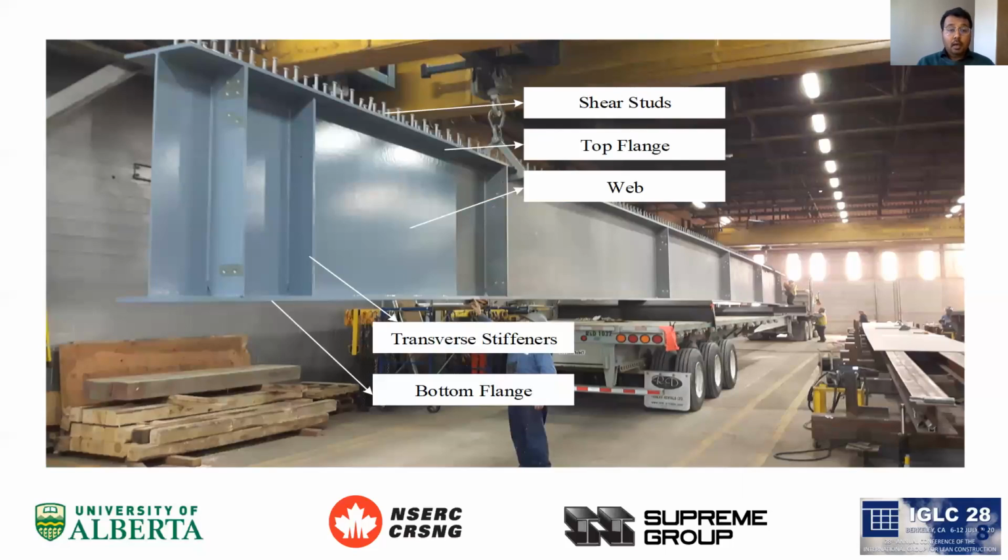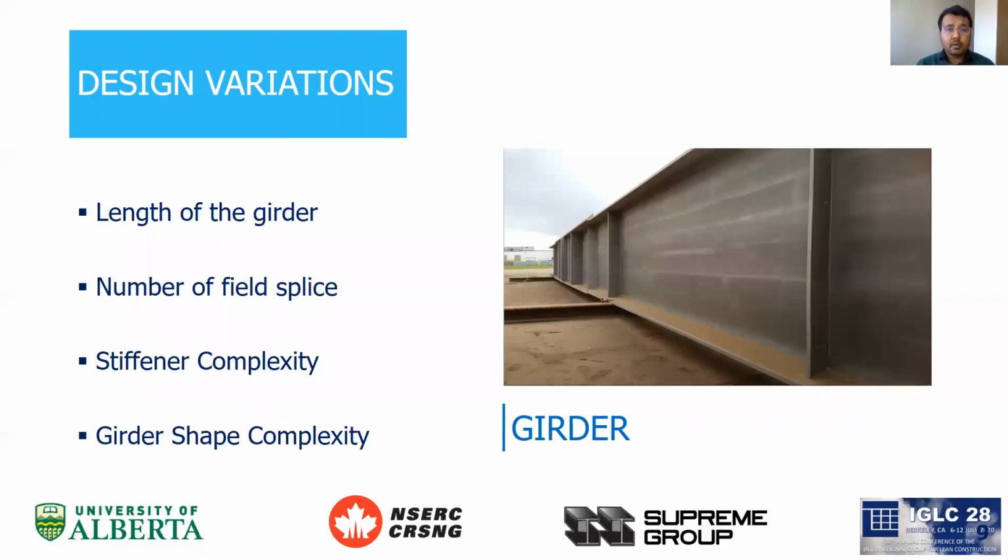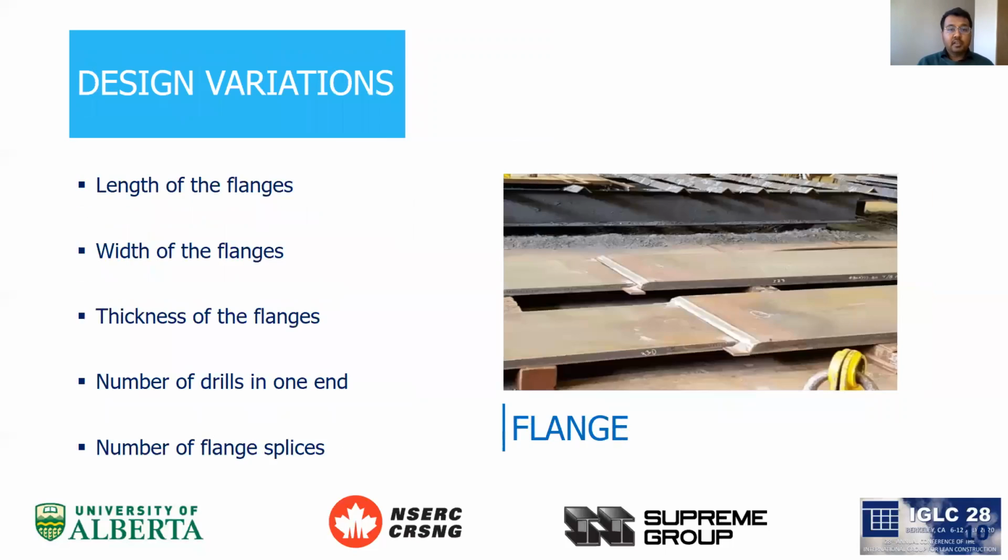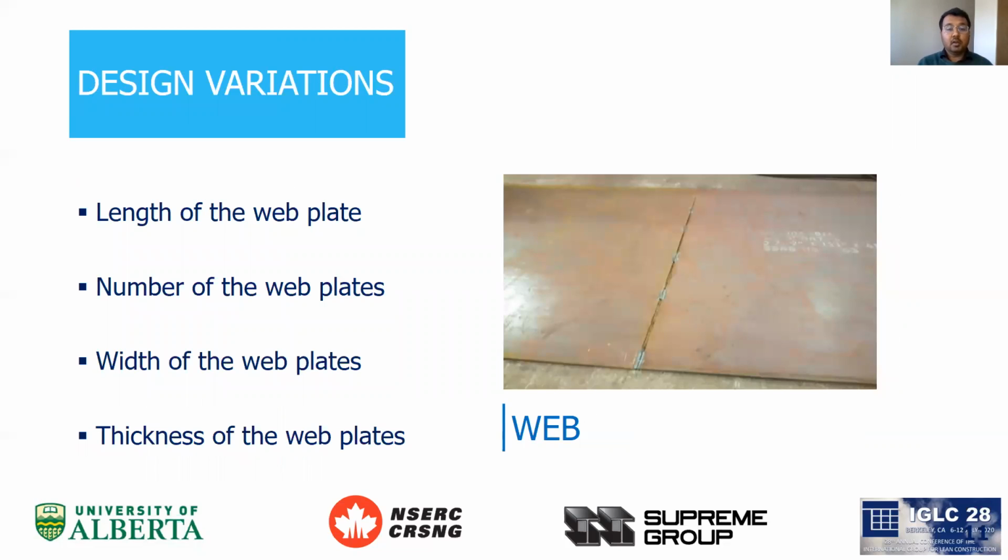Here I want to show you the specifications that we took into account for these classifications. Now I am going to talk about the variations that take place in these attributes. First of all, when you dig into the girders, we saw that these variations normally come from their length, the number of field splices, the stiffener complexity, and many more. For the flange, these variations normally exist due to their length, width, thickness, the number of frills, and the flange splices. For the web, we saw a similar pattern. Here, the variations normally depend on their length, width, thickness, and number.